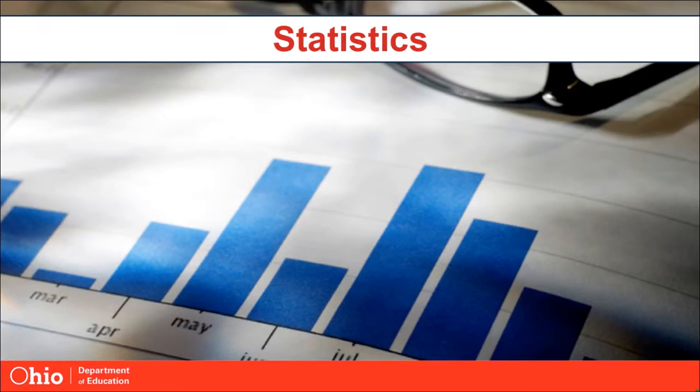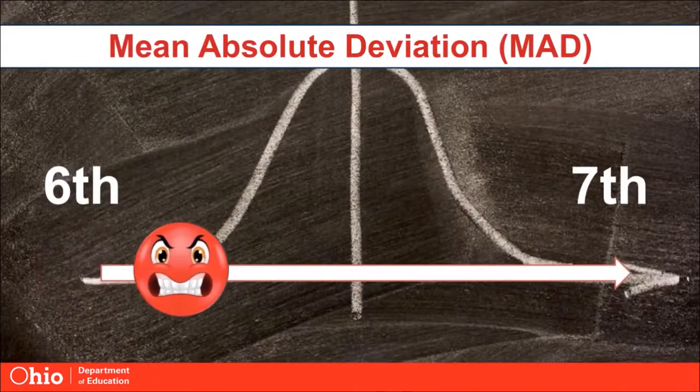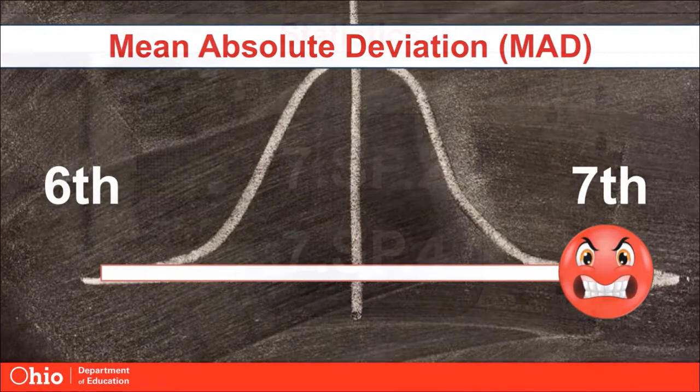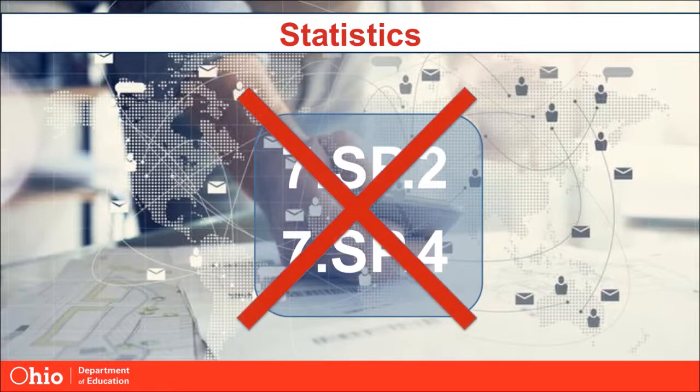Middle school statistics was one of the areas that was most affected through the revisions. Mean absolute deviation moved from the 6th and 7th grade to align better with what students are learning with addition and subtraction of integers. The old 7.SP.2 and 8.SP.4 have been deleted from the middle school courses because they were already covered in the high school courses.